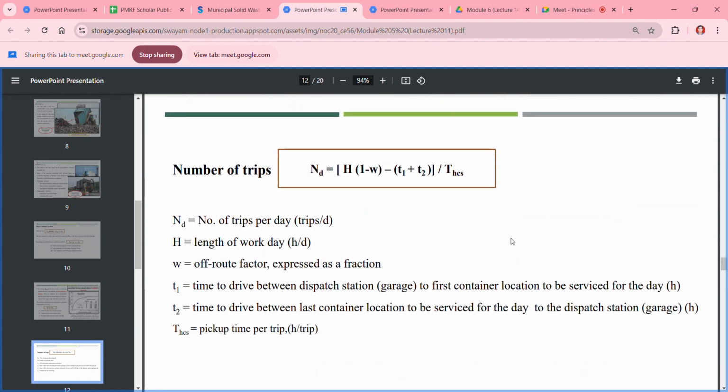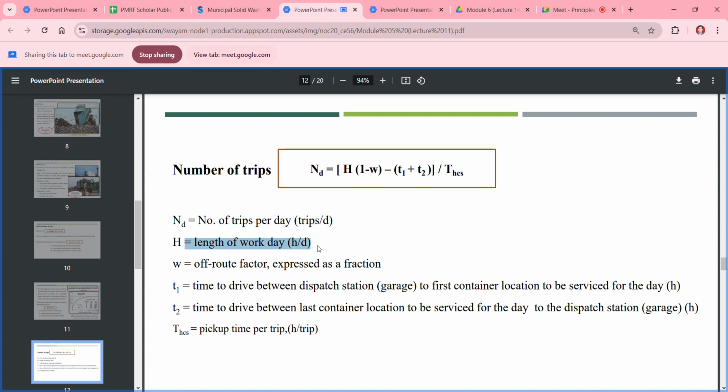Then coming to the number of trips, the number of trips can be defined as how many trips per day you can do for a single truck. So that will be ND equals H into (1 minus W) minus (T1 plus T2), divided by TSCS. This ND term is the number of trips per day. So how are you going to calculate that?